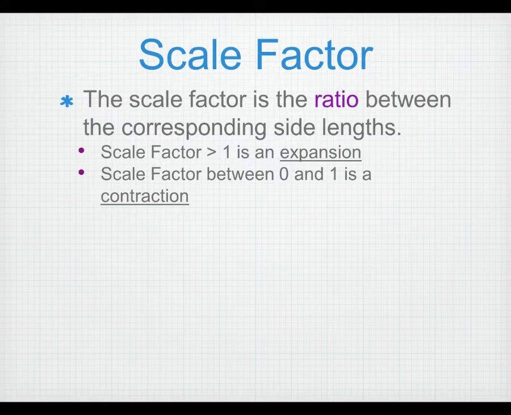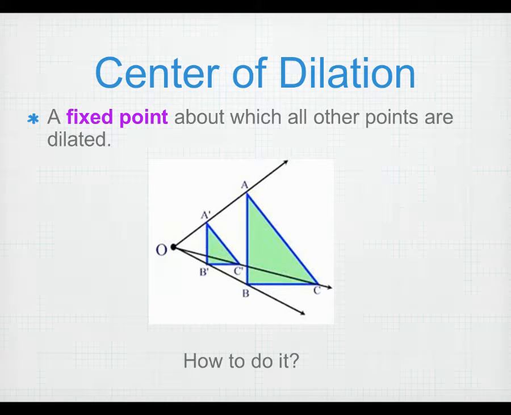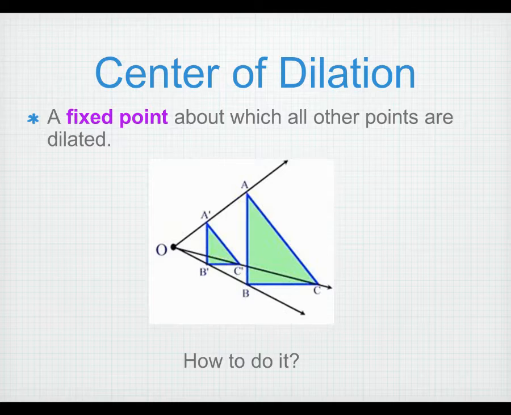The scale factor gives you an idea of how many times the given figure is enlarged or reduced. If it is greater than 1, it is an expansion, and if it is between 0 and 1, it is a contraction. So the center of dilation, already we had a discussion about that. A fixed point about which all other points are dilated. Here in this case, O is the center of dilation.